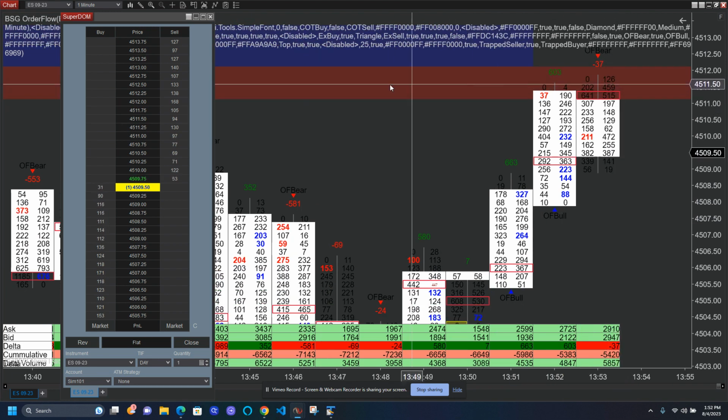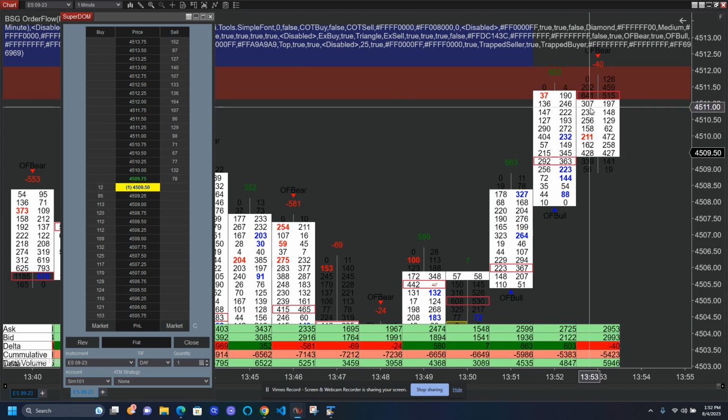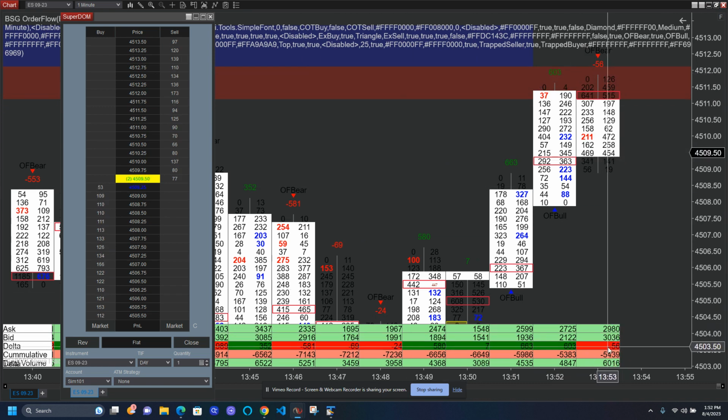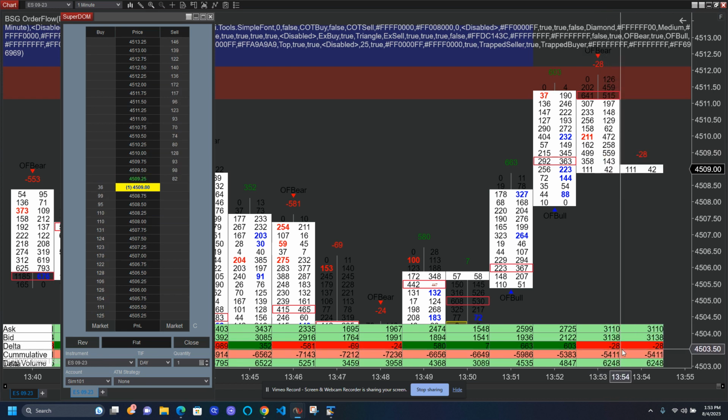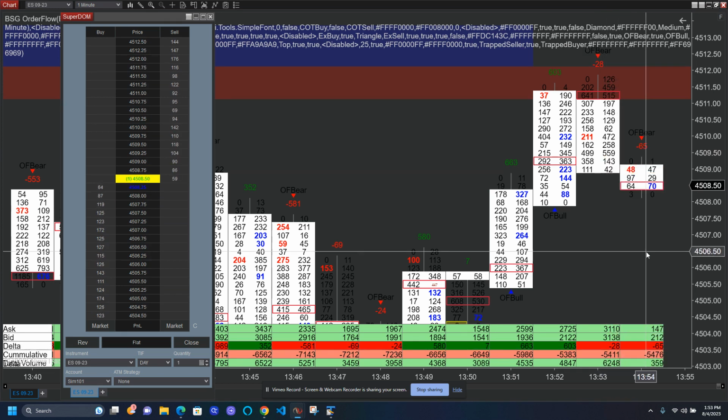The supply zone, the maroon reddish zone, pushed back. Now buyers are losing. I think buyers are still stepping in. Let's see who's going to win. We have to wait and watch a little bit.